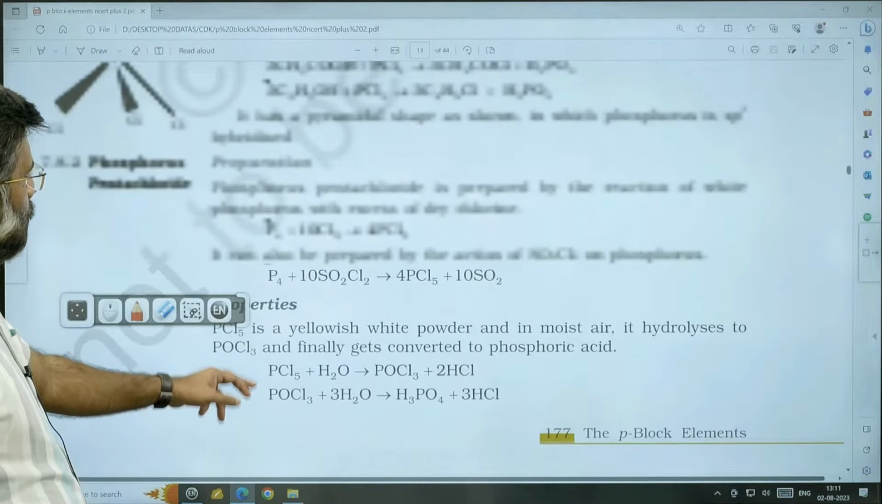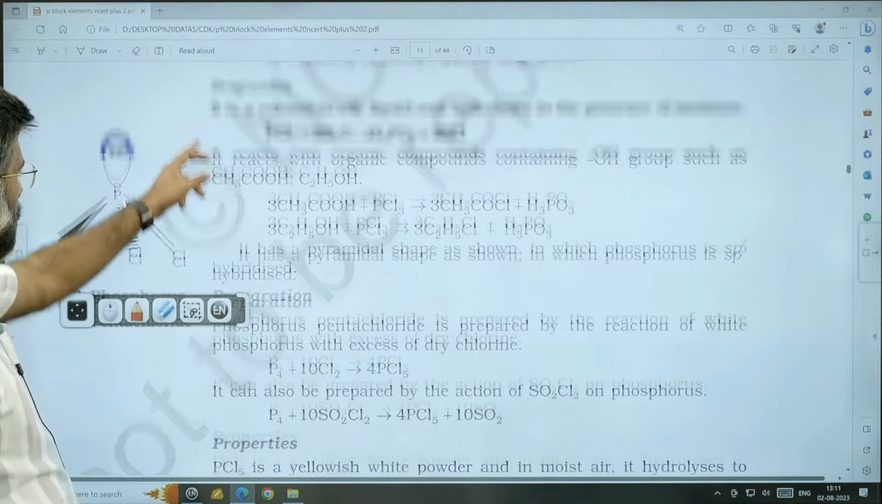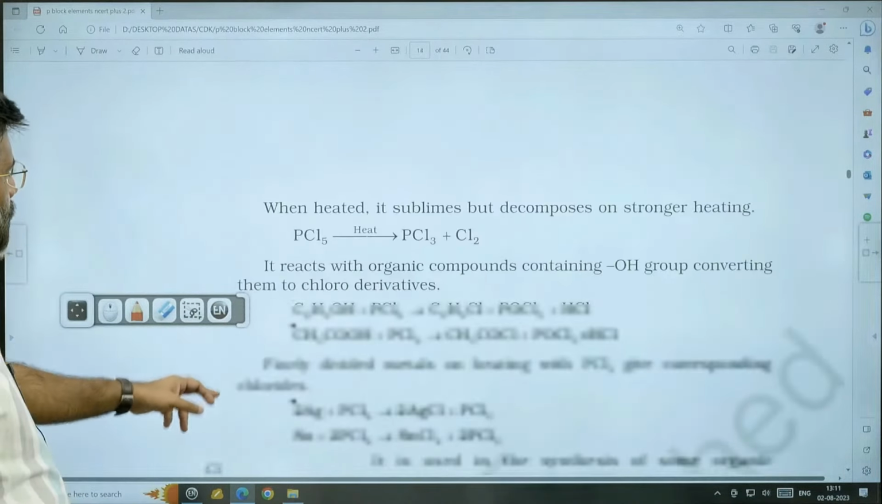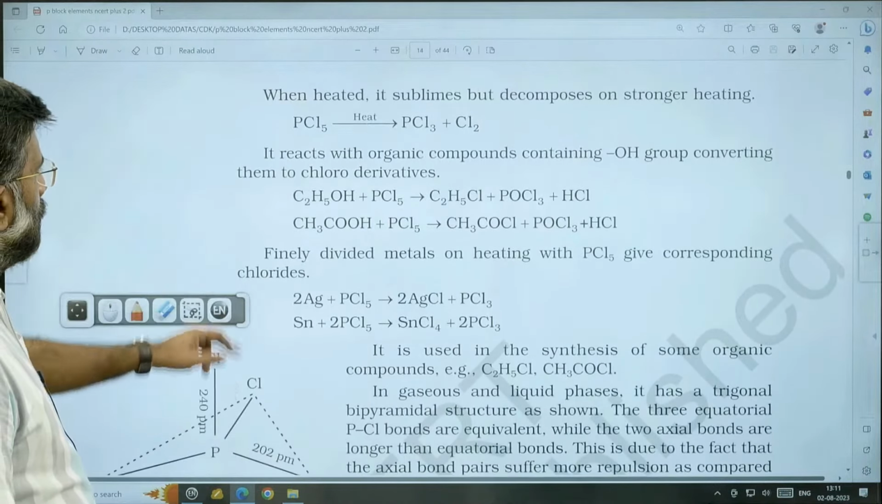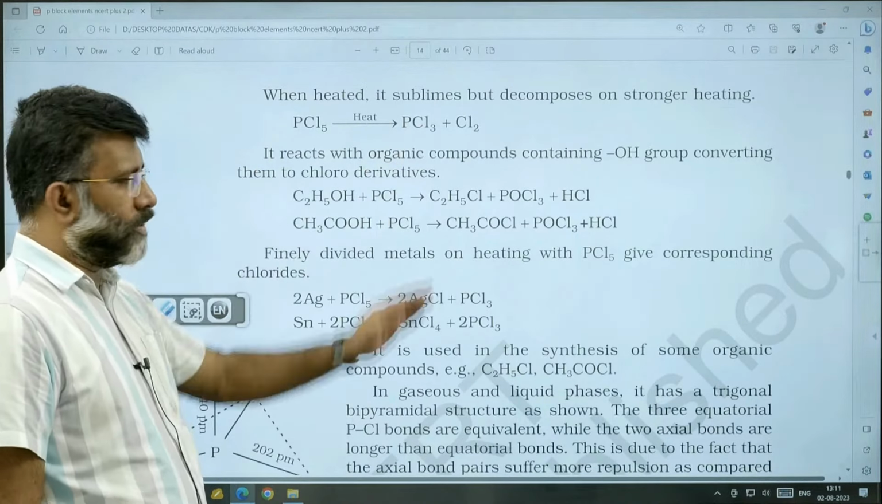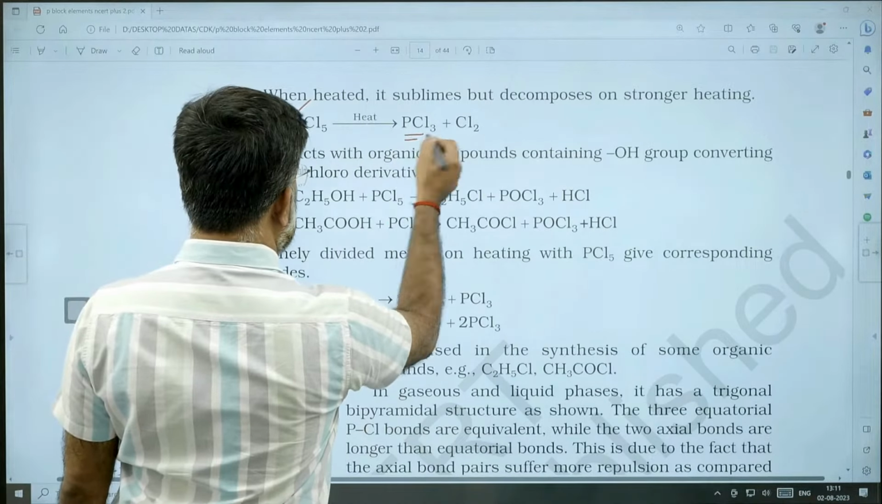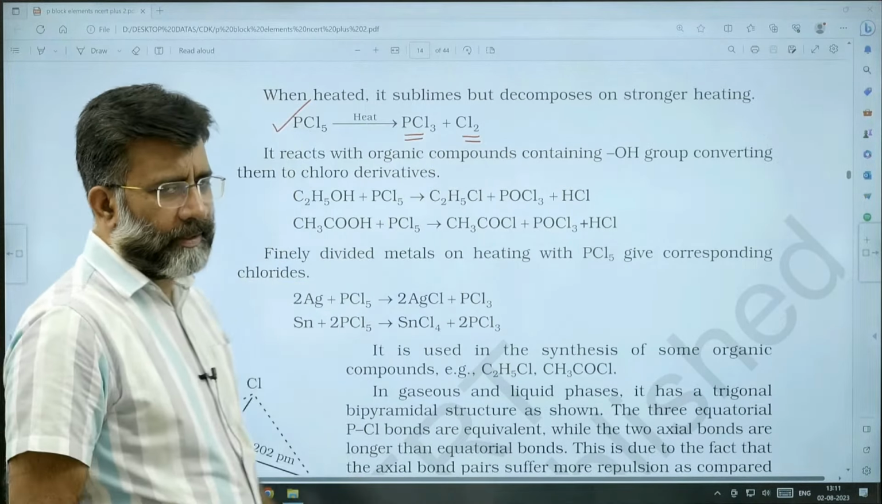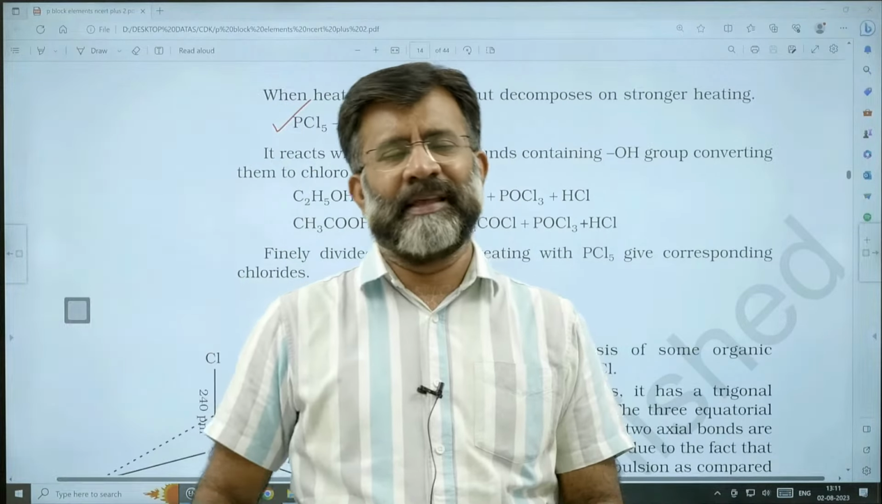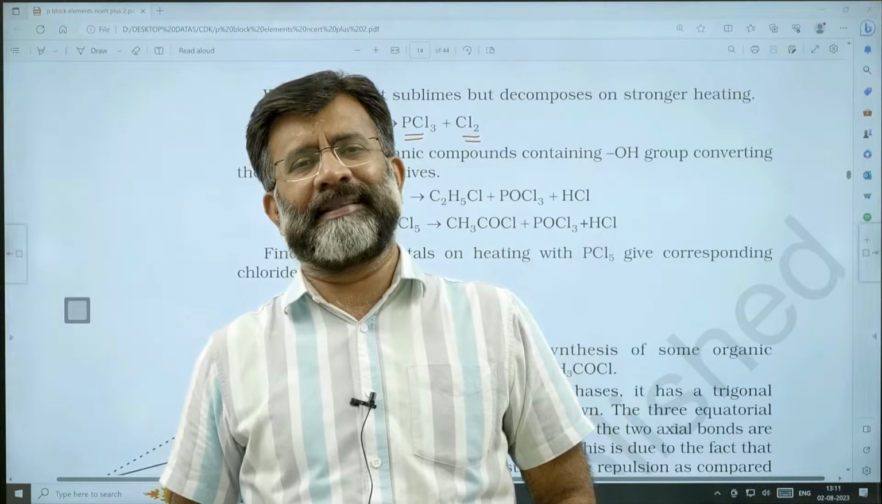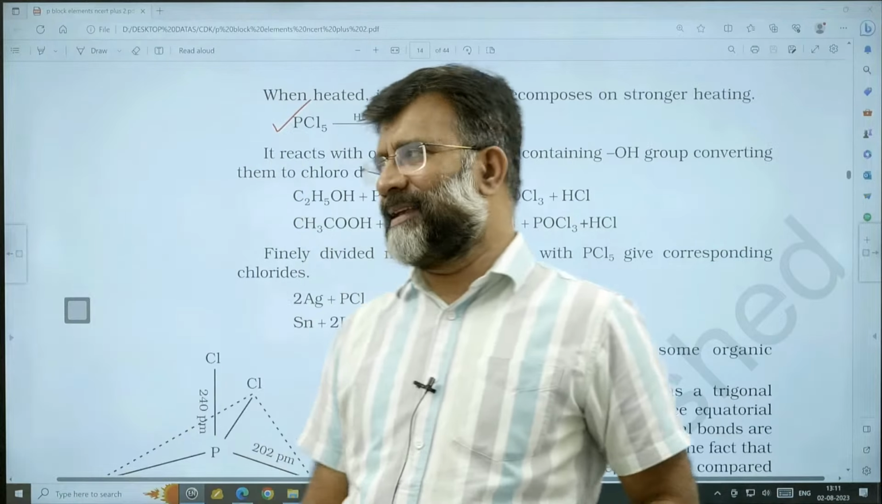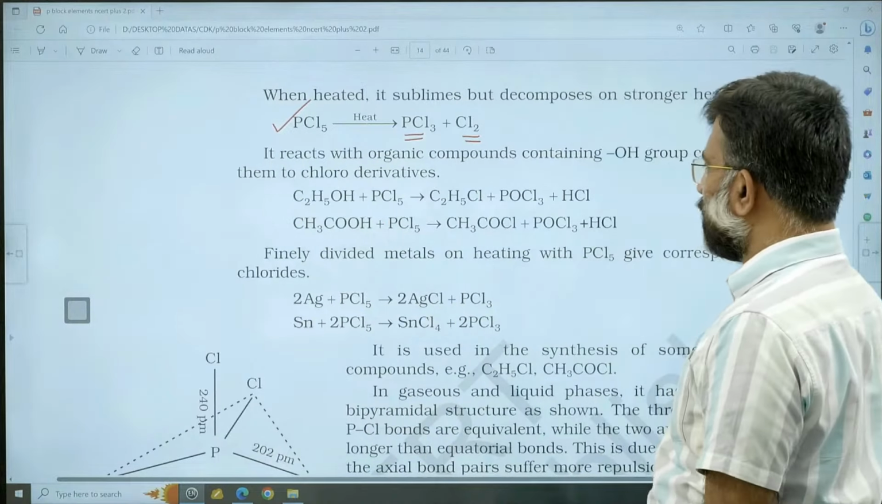That is about the reactions and properties of PCl3, PCl5. Furthermore, about PCl5, this is the decomposition of PCl5. All of you know, PCl5 decomposes giving PCl3 and Cl2. And the reason is, once again, the same. The axial bonds are more elongated than planar bonds.